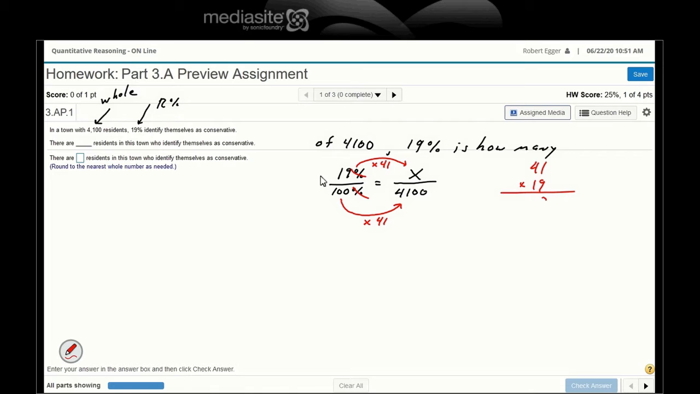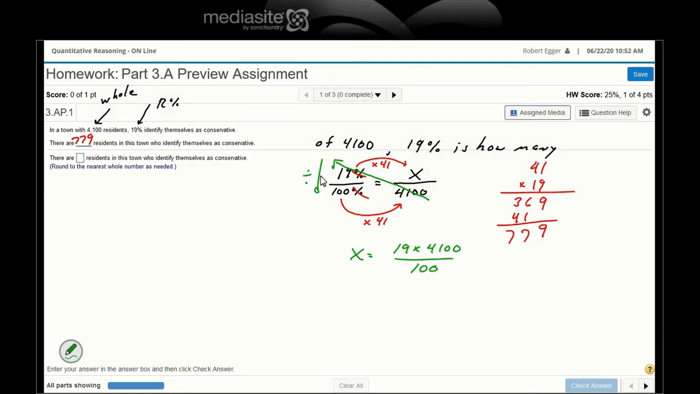Long math. 4 times 9 is 36. And 1 times 41 is 41. So 779. So it looks like 779 residents. Okay. Doing it how I did in the tutorial, well, to find x, we'll multiply 19 and 4,100, and then divide by 100.